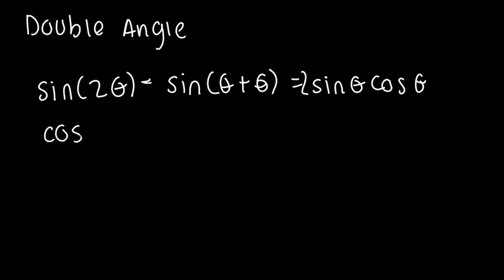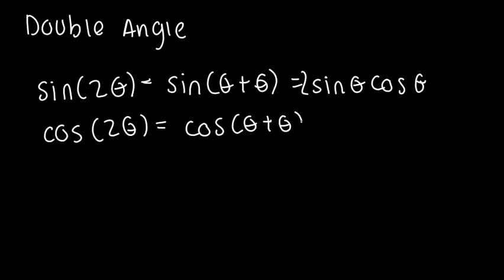Now if we were to do cosine of 2 theta, this is also equal to cosine of theta plus theta, which is equal to cosine theta times cosine theta, which is cosine squared theta, minus sine theta times sine theta, which is sine squared theta. And this is our first main form of the cosine 2 theta, which is cosine squared theta minus sine squared theta.